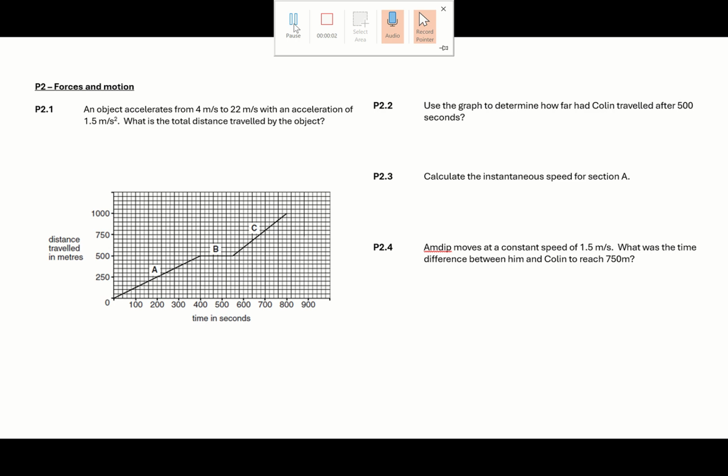Okay, so there's lots of forces in motion. I'm going to split this into 2 bits. First bit, I'm going to do the acceleration, the speed and motion graphs. So first one there, an object accelerates from 4 meters per second.